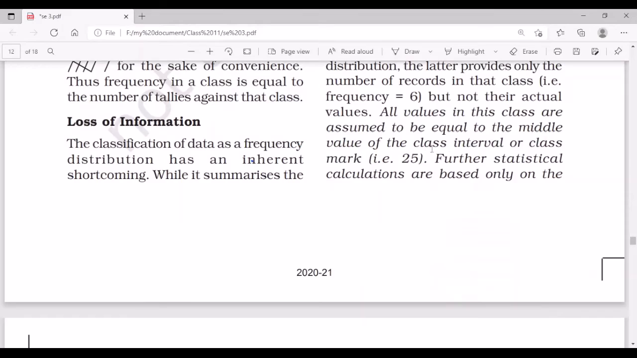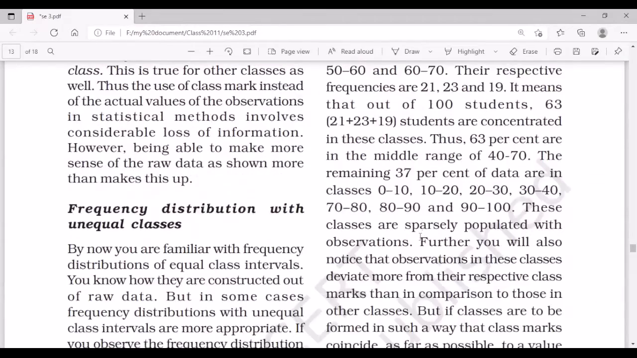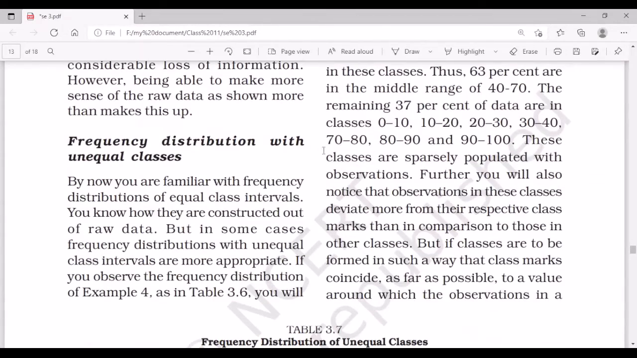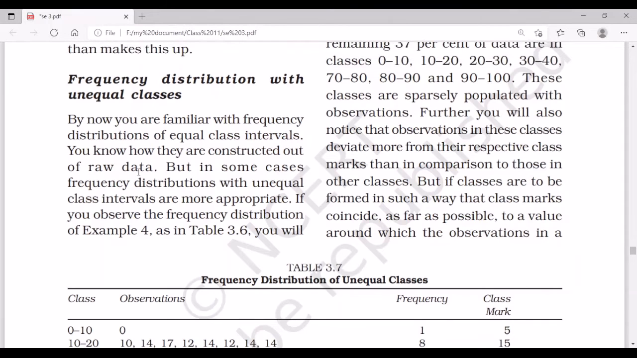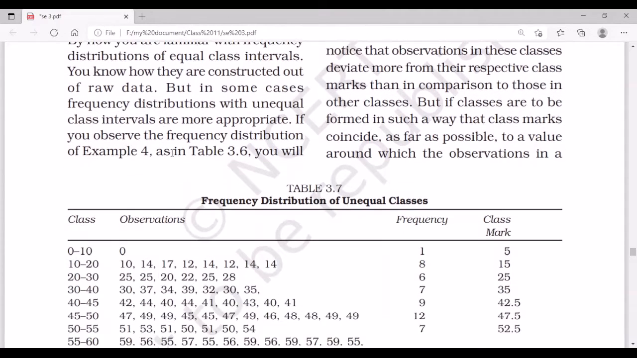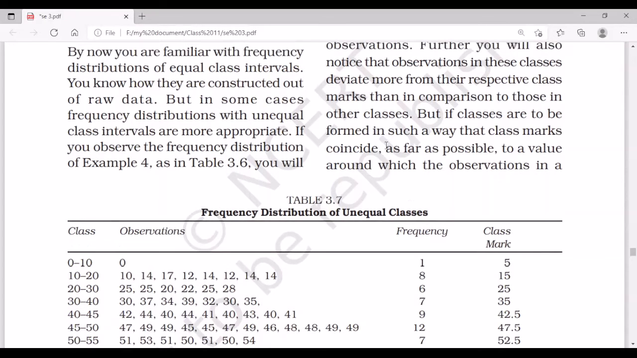Okay, all the values in this class. Now this is about frequency distribution with unequal classes. But now you are familiar with frequency distribution of equal classes. You know how they are constructed out of raw data. In some cases, frequency distribution with unequal class intervals is more appropriate.